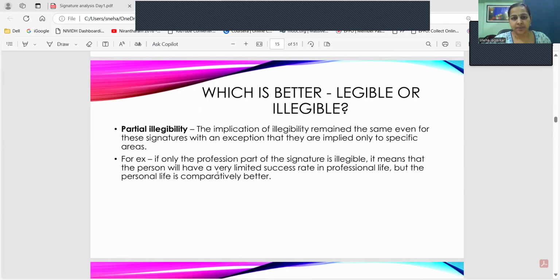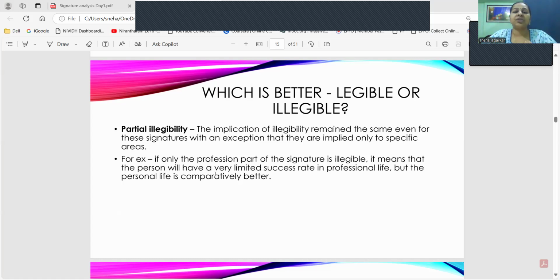Partial illegibility. The implication of partial illegibility remains the same as with full illegibility, with an exception that it is implied only to specific areas. So, say for example, the first two alphabets or the initials are illegible, or maybe the last part is illegible. So, there are different kinds of things.